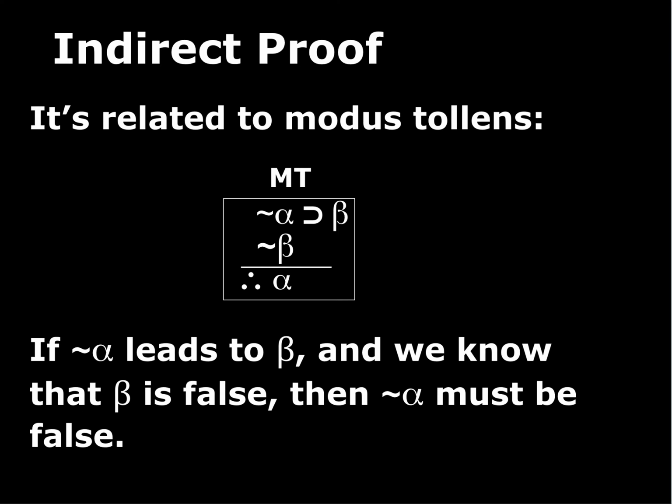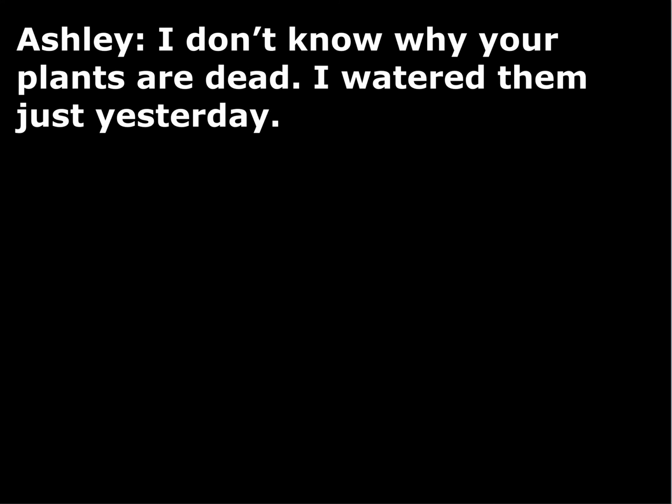In this case, the antecedent is not alpha, so I can derive alpha. So to put it in words, I know that if not alpha leads to beta, and I also know that beta is false, so not alpha leads to something that's false, then not alpha has to be false. Okay, and if not alpha is false, then alpha is true. So in the real world, people do this all the time. You use modus tollens, or you show that a certain assumption leads to something false, so that assumption has to be false. So suppose Ashley says, I don't know why your plants are dead. I watered them just yesterday.